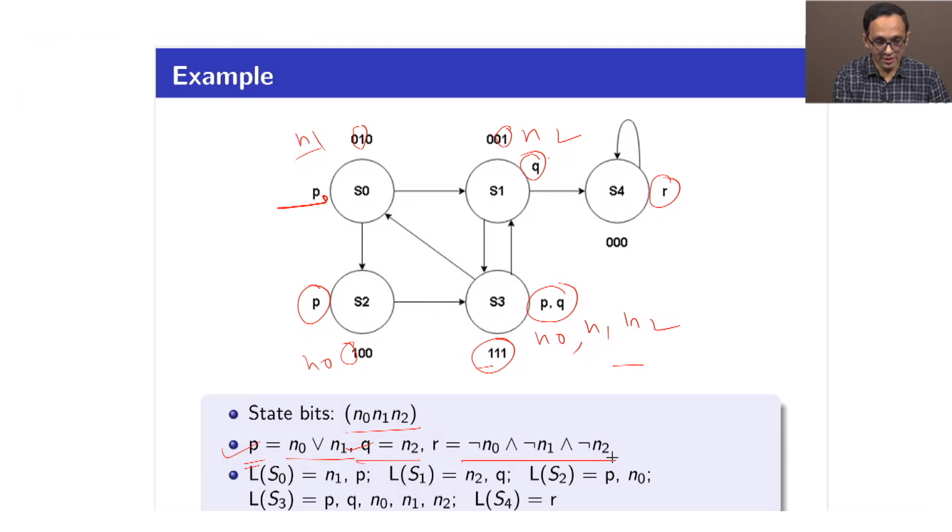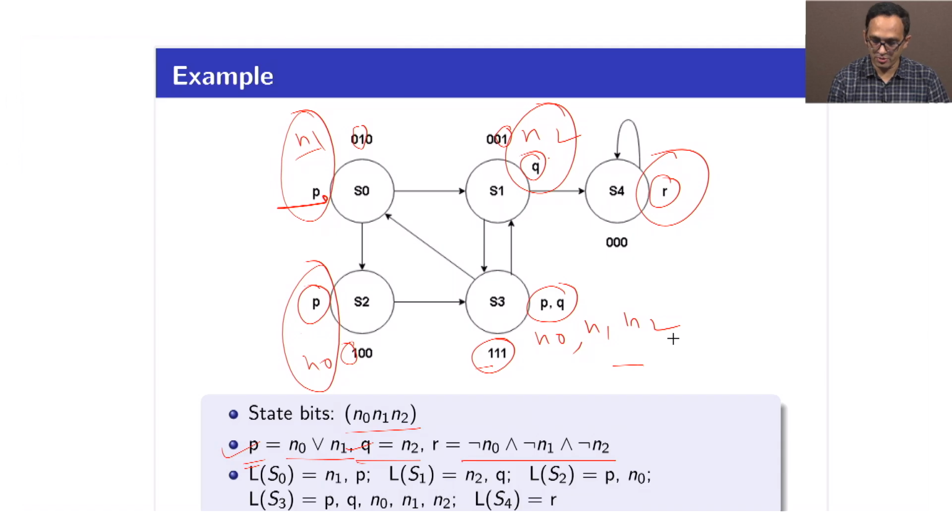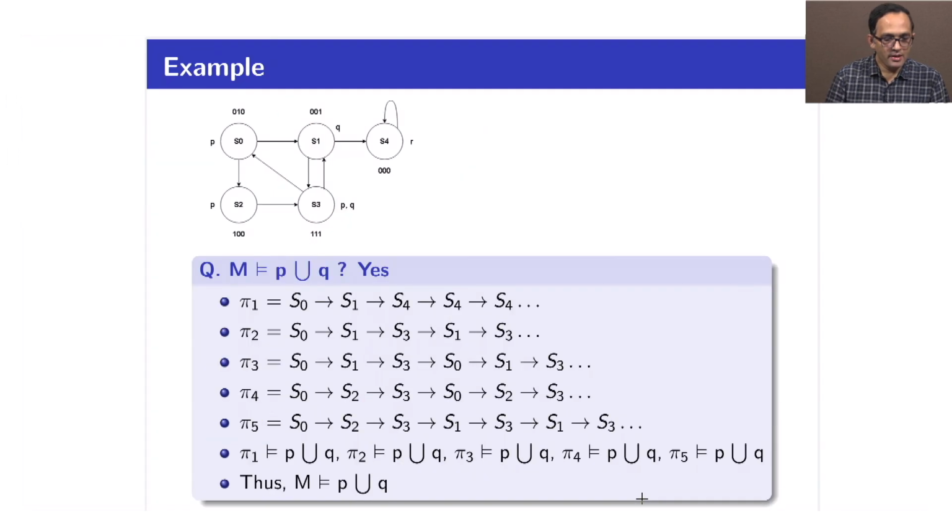So, the label for this state is P and n1, for this state n2 and Q, for this state only R, in this state Q and n0, and in this state P, Q, n0, n1 and n2. This is how I will define the labels of the states of the system. Now, let us take an example and discuss how to check whether this particular property holds in a system or not. Let us check whether M satisfies P until Q or not.